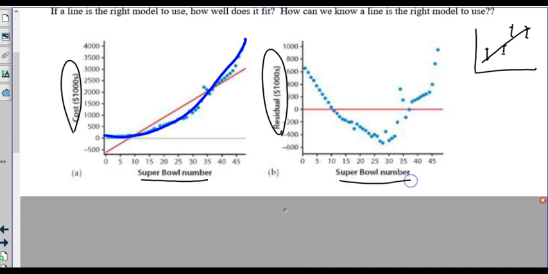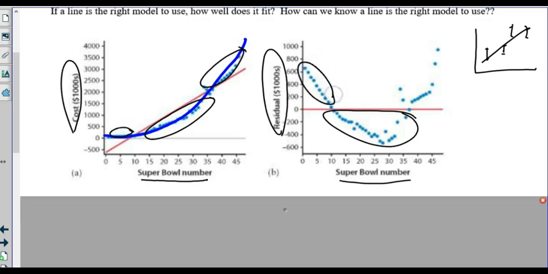Notice x hasn't changed. If I counted all of the data that are below the line, it would match the number of data below the line here. The data above the line there would match all the data above the line here. It's going to match up perfectly, just above and below the line. But look what we have here. We definitely have a curved pattern, and it looks pretty parabolic. That's what we're going to be looking at today using the calculator.